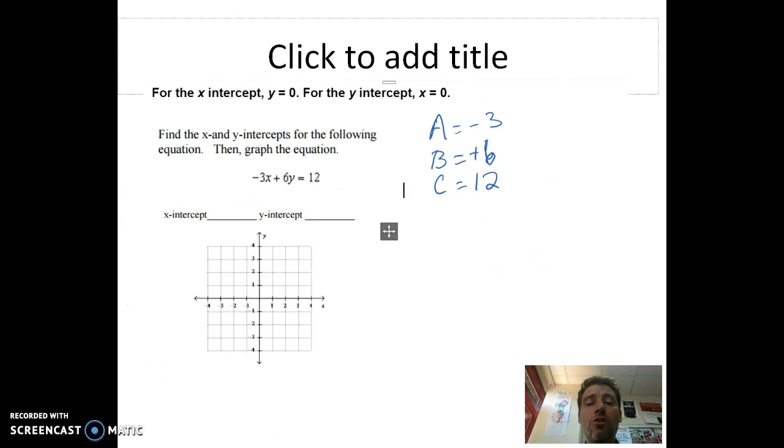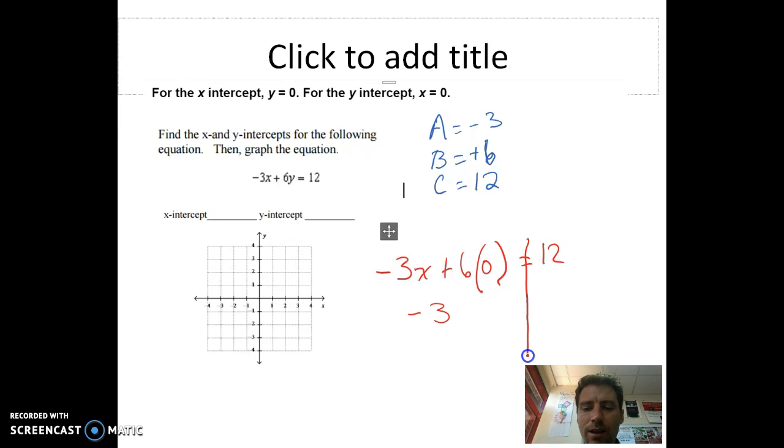Okay, I'm back. So x-intercept, we're going to plug in a 0 for y. So I have -3x, I still have the x, plus 6 times 0 equals 12. Now I just solve this equation. 6 times 0 is just 0. I don't have to do anything there.